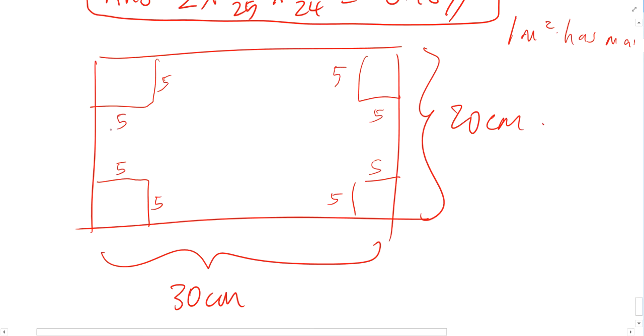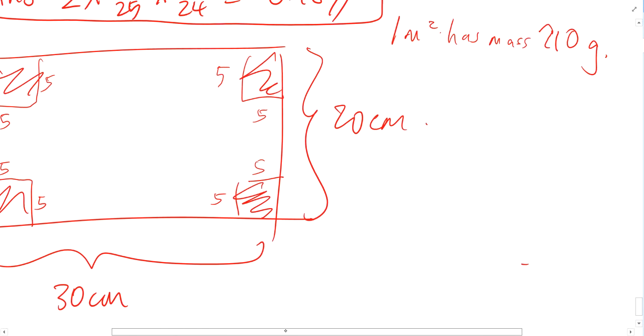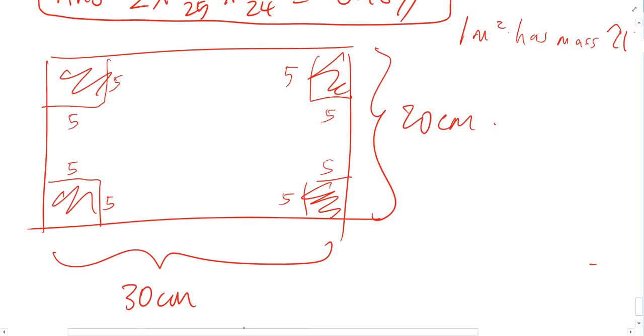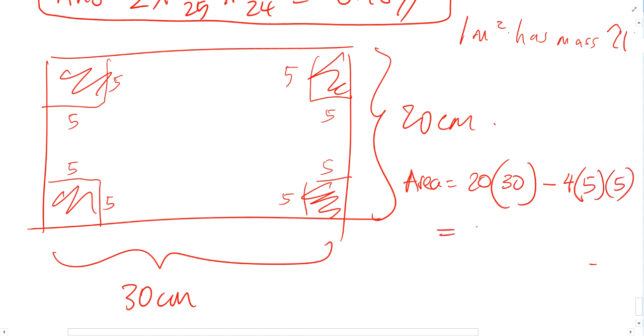Do you expect it to be lighter? Obviously lah. Do you think we need to find the area? Yes, because the mass is proportional to the area. Now figure out what is this area after we cut out these 4 squares. 20 times 30, then minus 4 times of 5 times 5, and we get 600 minus 100, 500 square cm.